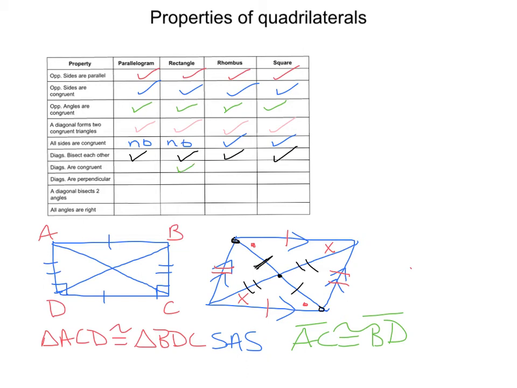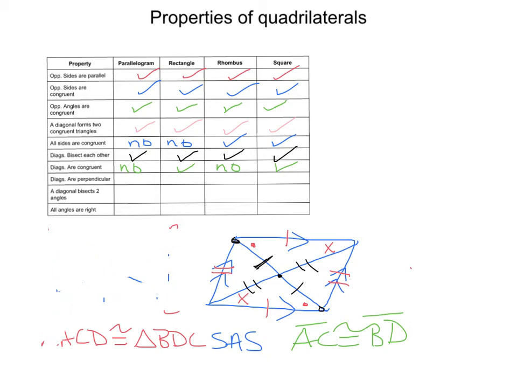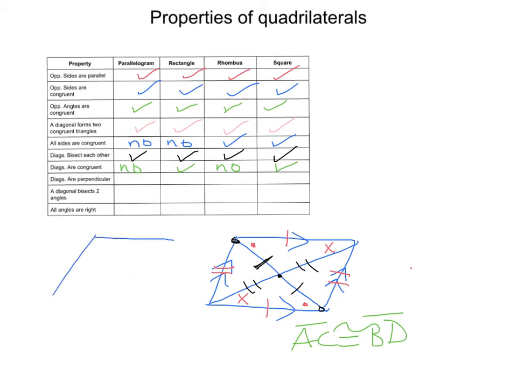And anything that's true for a rectangle is also true for a square. This is not true for a parallelogram or a rhombus, okay? We'll erase that, and we will try diagonals being perpendicular. I think you can probably tell that in a parallelogram this isn't true. You can also tell in a rectangle, just by looking at it, this isn't true. Let's try a rhombus. Okay.